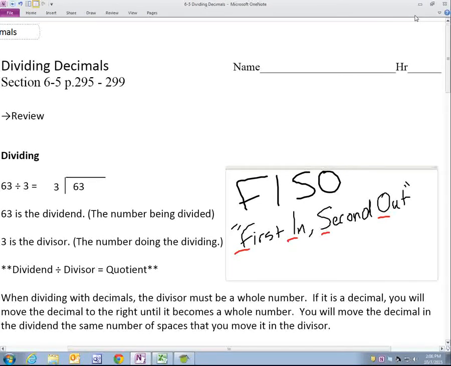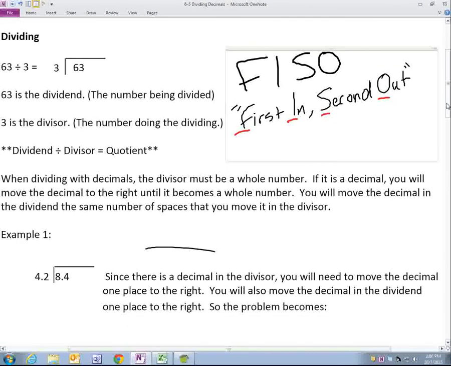Dividing. We have 63 divided by 3, and that is equal to 63 divided by 3 with that fraction bar. And the way to remember that is what we're teaching the 6th graders this year, which is first in, second out. First in, second out.